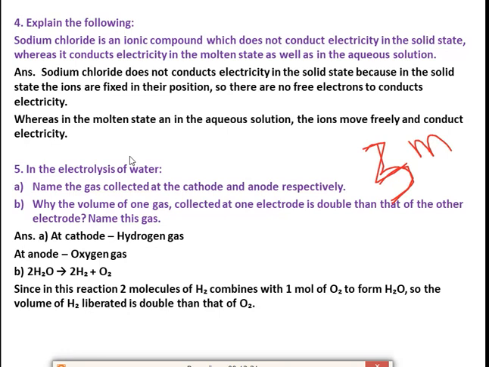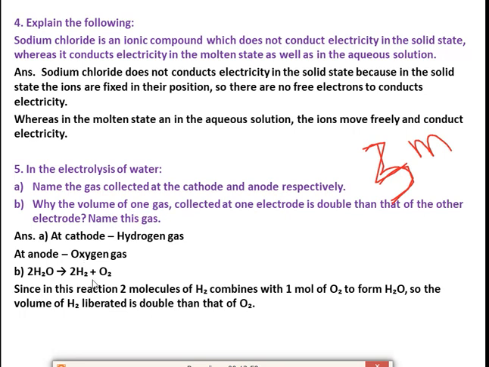Whenever electrolysis of water takes place, means when we pass electric current through water, at the cathode hydrogen gas is formed and at the anode oxygen gas is formed. This is also a very important question from your exam point of view. At the cathode, which is one of the electrodes, hydrogen gas will be collected, and at the anode oxygen gas is collected. Now the second question, why is the volume of one of the gases collected at one electrode double that of the other electrode?